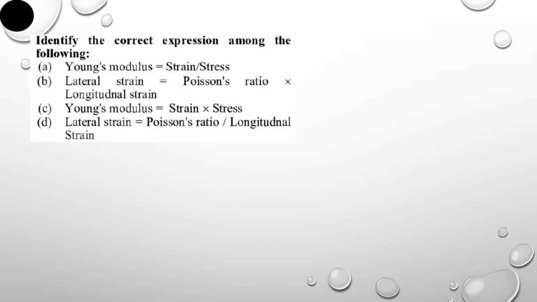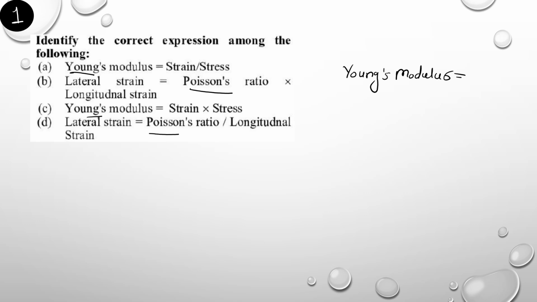Okay, first MCQ: identify the correct expression among the following. So what is the correct equation? By observing the options, Young's modulus and Poisson's ratio are given. Here we first write the formulas of Young's modulus and Poisson's ratio. Young's modulus is also known as modulus of elasticity.